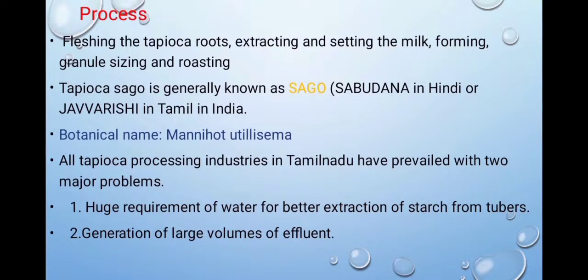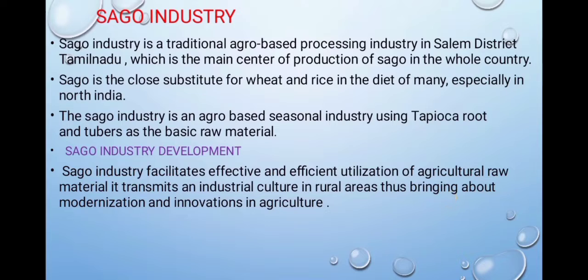All tapioca processing industries in Tamil Nadu have prevailed with two major problems. The first one is the huge requirement of water for better extraction of starch from tubers, and the generation of a large volume of effluent. And the next one is about the sago industry. Sago industry is the traditional agro-based processing industry in Salem district in Tamil Nadu, which is the main center for the production of sago in the whole country.